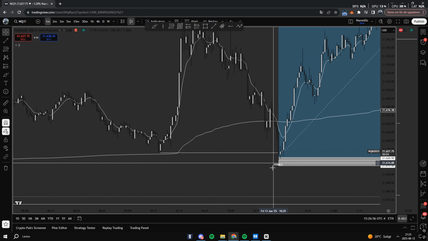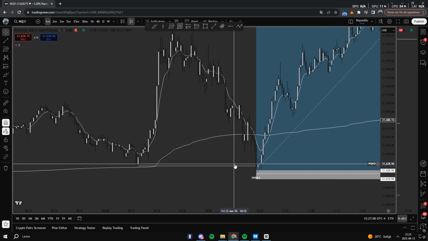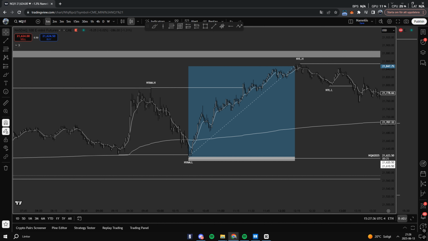So what you would be looking for right here after this got swept is entering about 5 points below the sweep. This would have been a 10-point stop loss with a 230-point TP. However, this trade would not have been taken purely off of a liquidity sweep. You also want to look at Bookmap and see what that looks like.